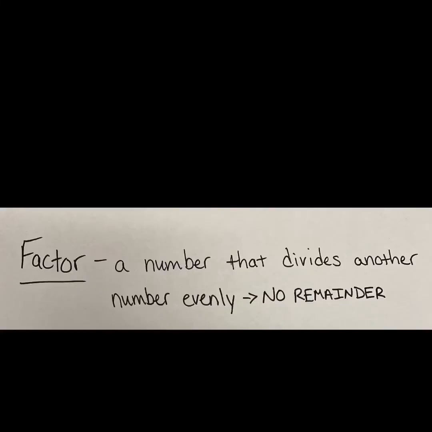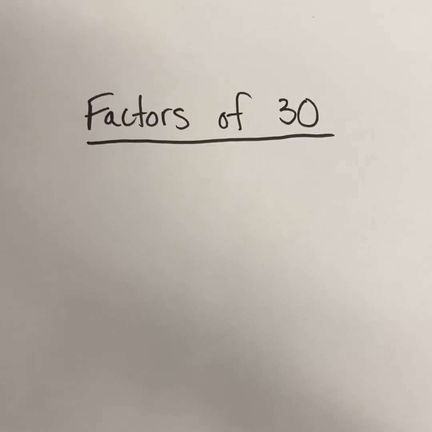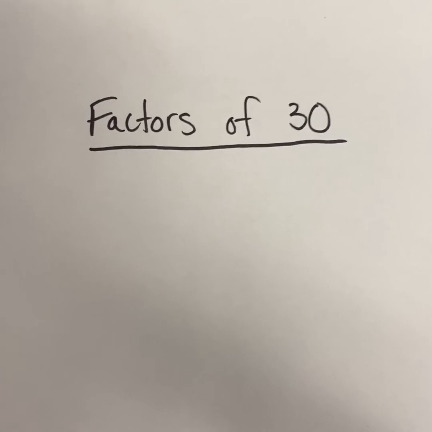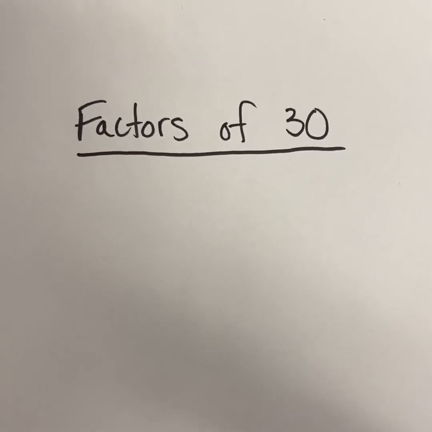We are going to start with the term factor, which in math is a number that divides another number evenly, or it has no remainder. For an example, we are going to find the factors of 30. The best way to do this is just to go with our counting numbers and see if they work. You can use a calculator for this, whatever works for you.